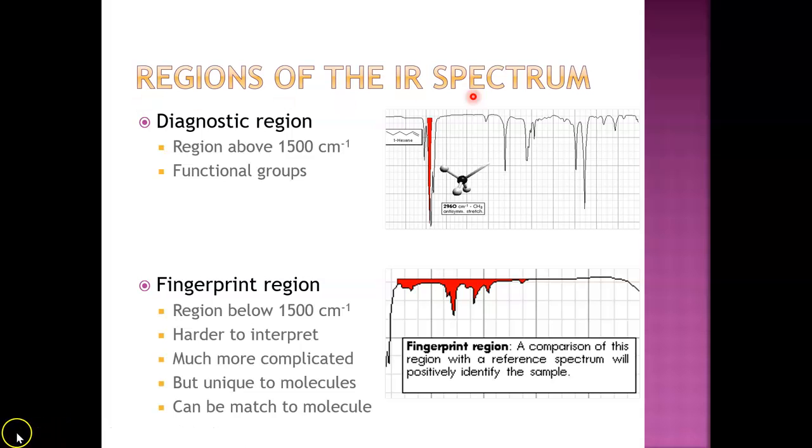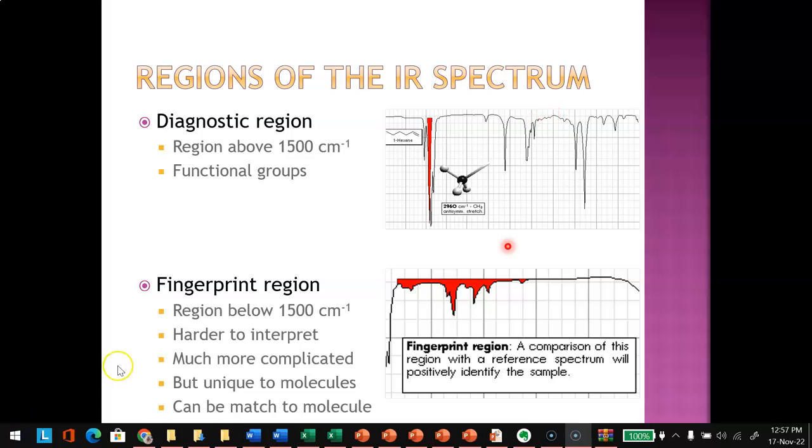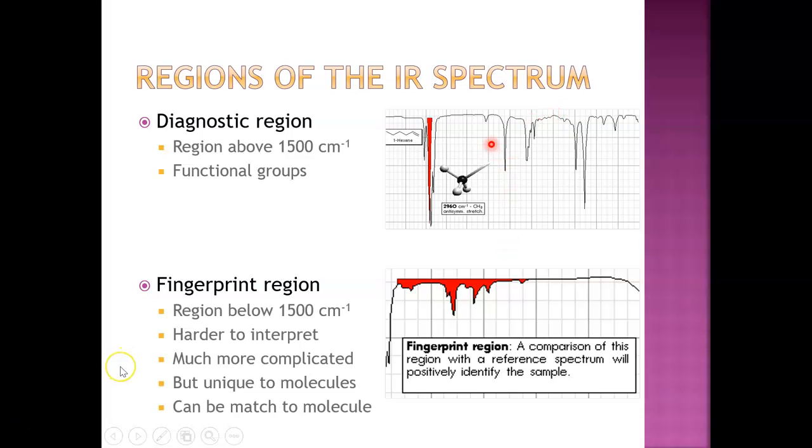Okay, now we look at the regions of the IR spectrum. So if we look at the IR spectrum, actually there are two regions. The left side, above 1000, is called the diagnostic region. Here they wrote 1500, but yes, 1500 is fine. Sometimes even 400 still has an informative peak. So the diagnostic region can give us information from the peaks.